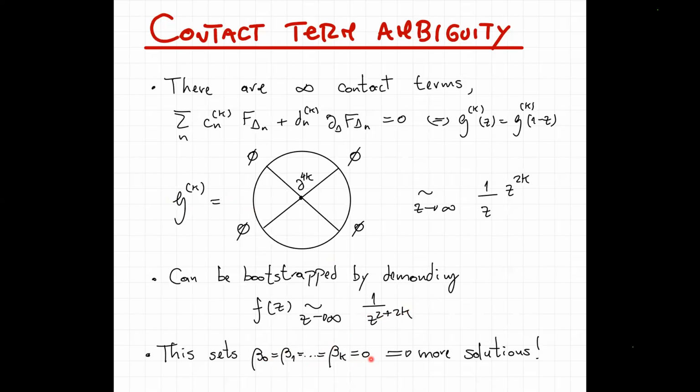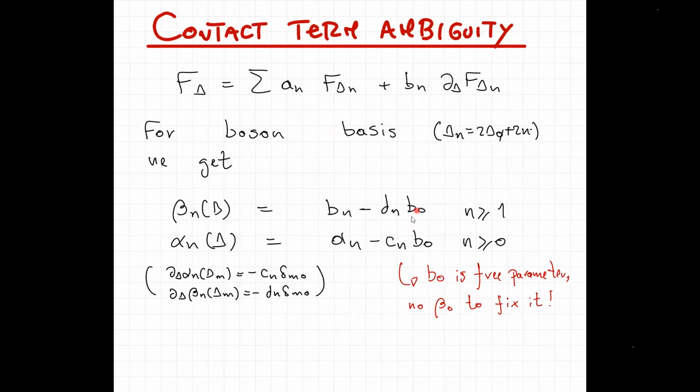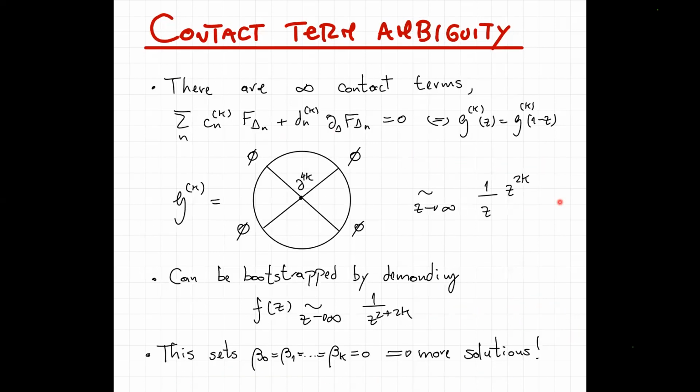If there are more functionals which are 0, then when you apply the functionals to this equation, there will be more leftover variables, so there will be more solutions. Here there was this B0 variable which was left over because beta 0 was 0. If now there are more functionals which are 0, there will be more leftover variables. And those leftover variables are precisely what will allow you to bootstrap all the contact terms up to 4k derivatives.